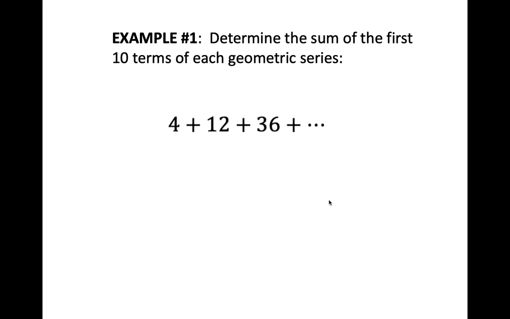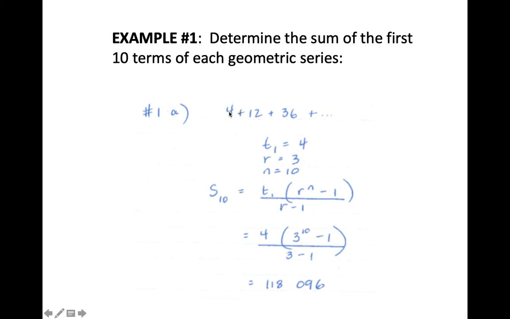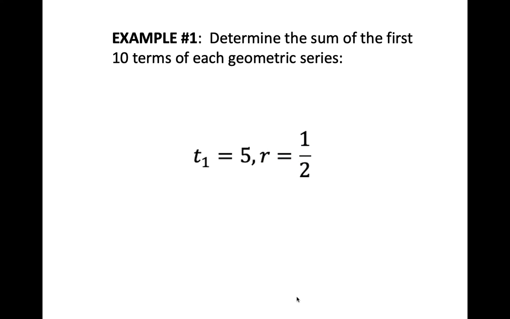So here we go. Let's give it a try. Determine the sum of the first 10 terms of the geometric series. Okay, let's take a look. So my first term is 4, my ratio is 3, and the number of terms is 10. So the sum of 10 terms is the first term, 4, times the ratio, which is 3 to the power of 10, minus 1, over 3 minus 1. And your number, when you put it all in your calculator, is the following. So please don't assume that you know how to put this into your calculator. Please practice this.